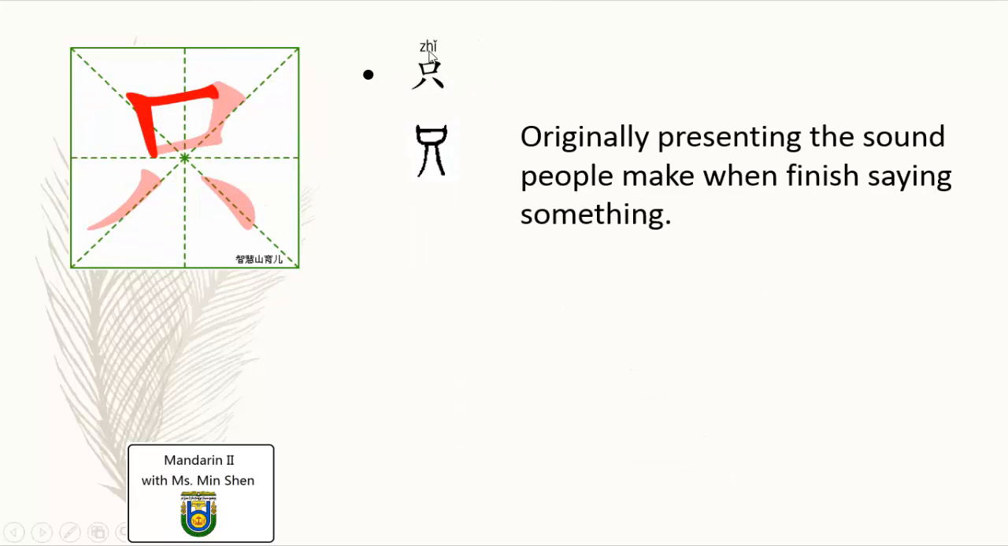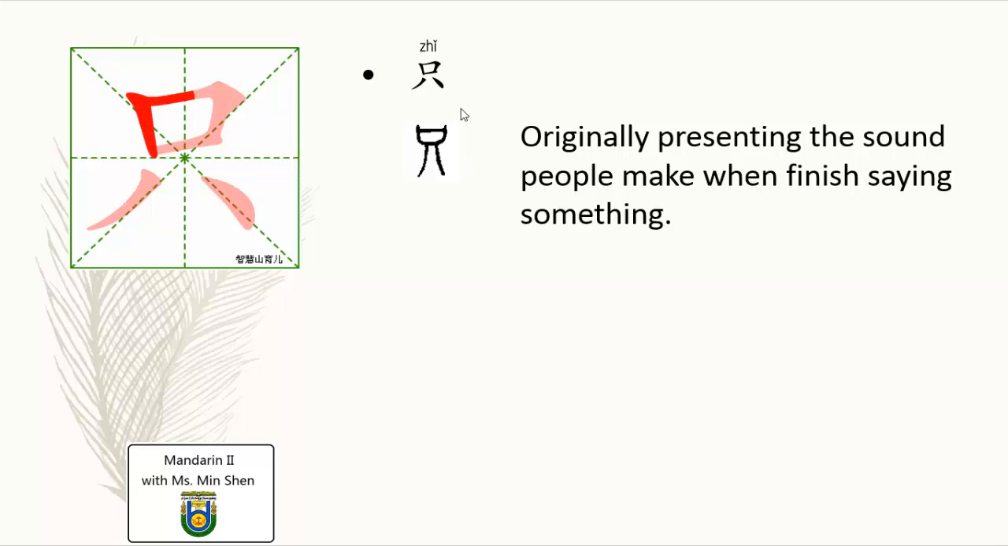By itself, this character is read as 知, or sometimes 知. The reason is the original form, the Asian form, and today's form really look alike. Originally this picture presented the sound people make. You can see there is a mouth, and this presents the sound coming out from the mouth. Traditionally it presented the sound people make when they finish saying something, where it doesn't really mean anything.